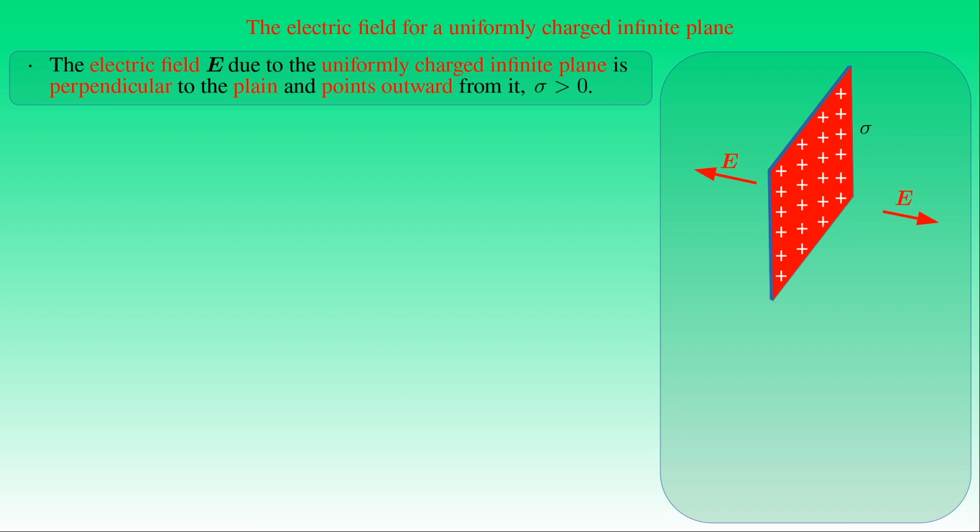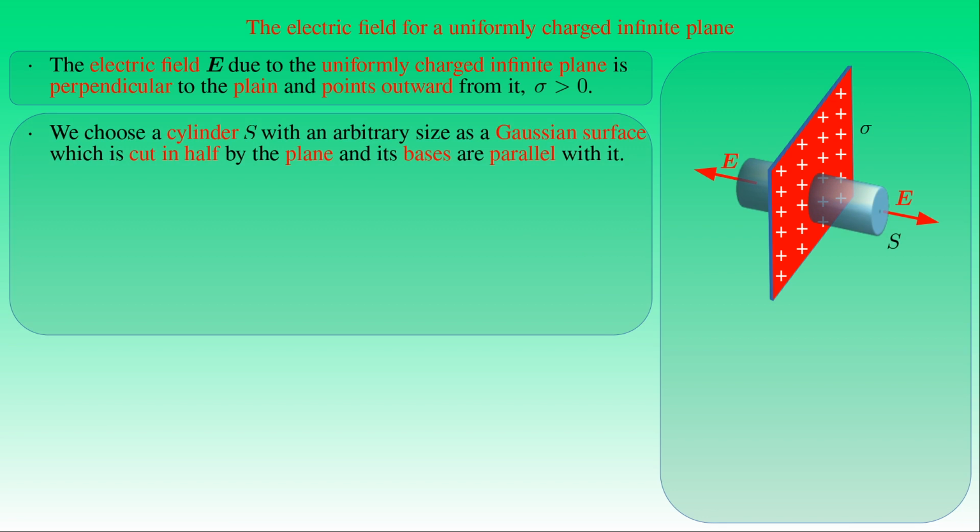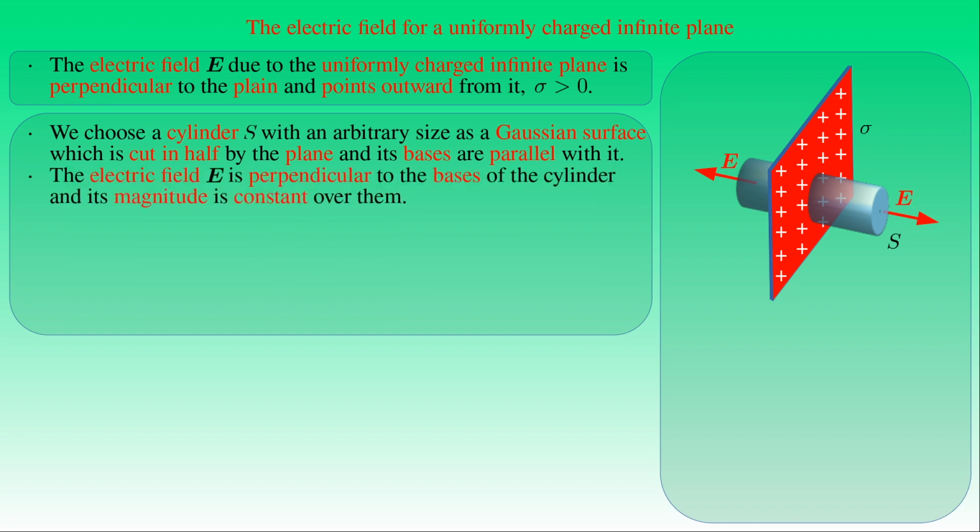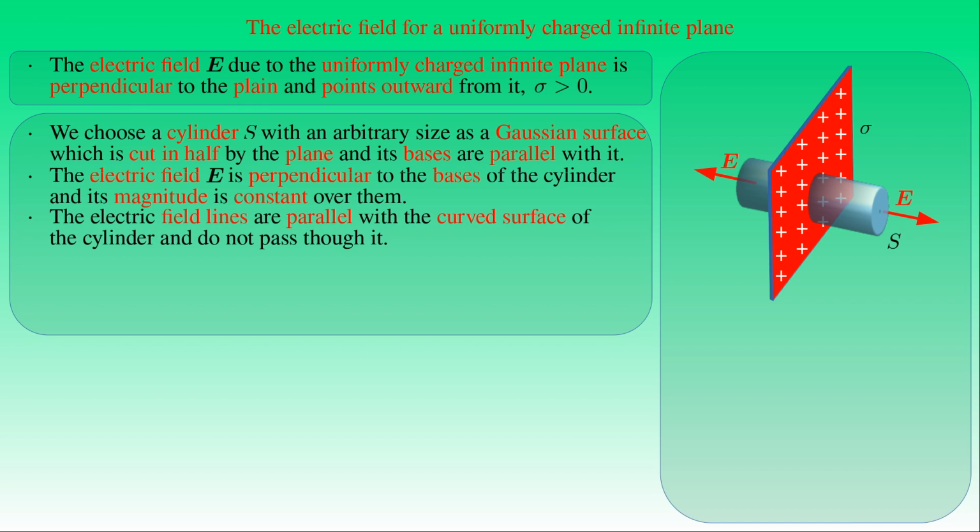We can exploit this symmetry of the field if we choose a cylinder S with an arbitrary size as a Gaussian surface, which is cut in half by the plane and its bases are parallel with it. Then the electric field due to the uniform surface charge over the plane is perpendicular to the bases of the cylinder, and its magnitude is constant over them. At the same time, the electric field lines are parallel with the curved surface of the cylinder and do not pass through it.